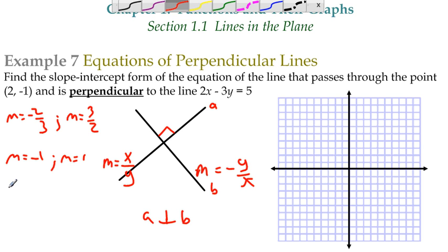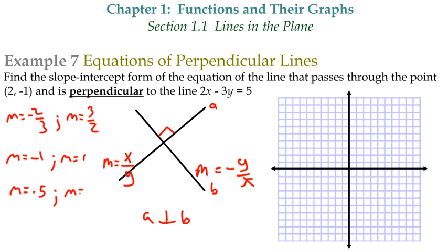Let's do one more. Say my first slope is 0.5. Well, 0.5 is the same thing as 1/2. So what's the negative reciprocal of 1/2? It's negative, and then you flip it, so 2 over 1, or just 2. So here's the idea of perpendicular: if you have two slopes that are negative reciprocals of each other, then when the lines cross, they're going to make 90-degree angles. That's going to be helpful to us in this problem.